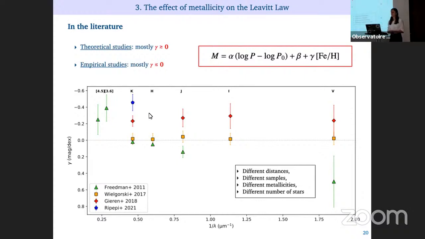But it's difficult to compare these results because all of them are using different distances for the LMC and the SMC, and even in the Milky Way. They use different samples of different size and different metallicities, either average or individual. So it's very difficult to compare them.